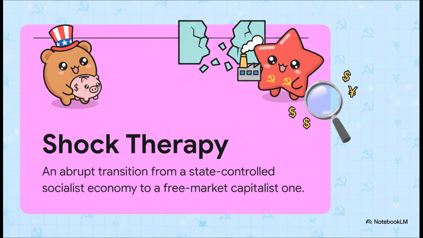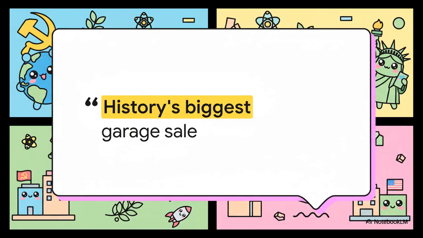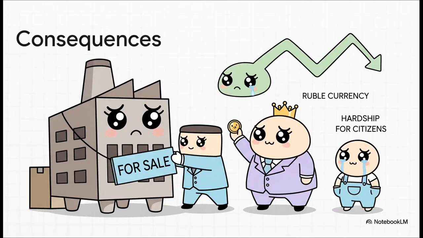So how do you go from a completely state-controlled communist system to a free market capitalist one overnight? Well, the World Bank and the IMF recommended a radical approach. It got the nickname shock therapy. And this shock therapy? Well, it was so abrupt and so messy that one critic famously called it history's biggest garage sale.